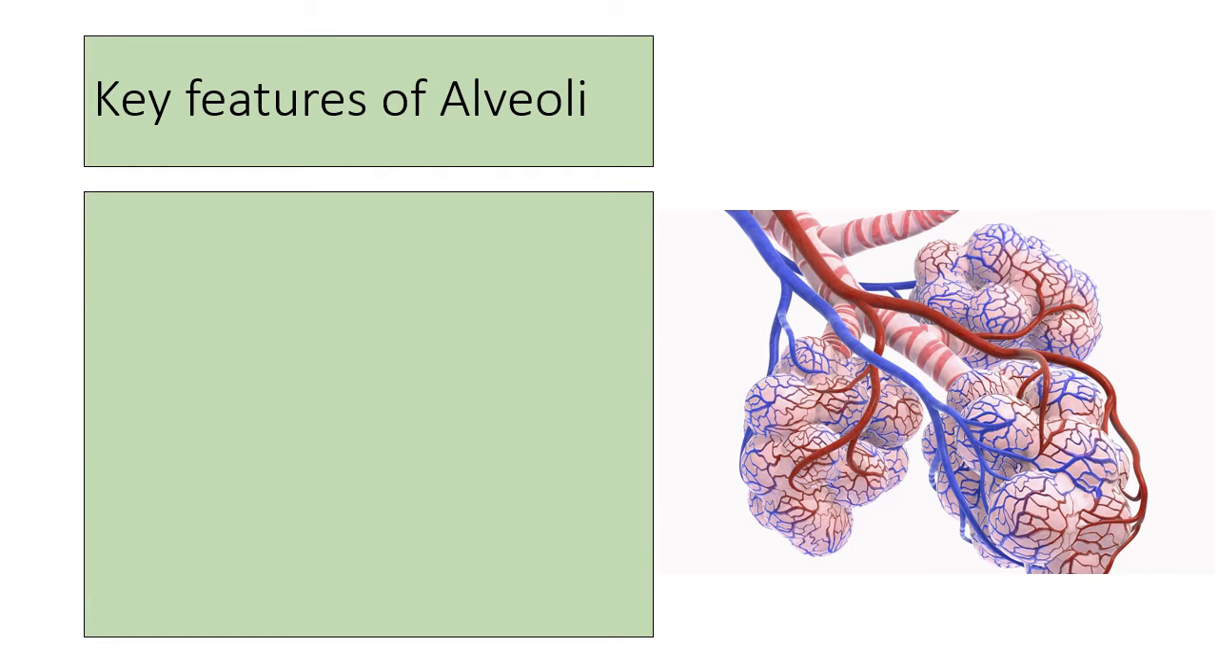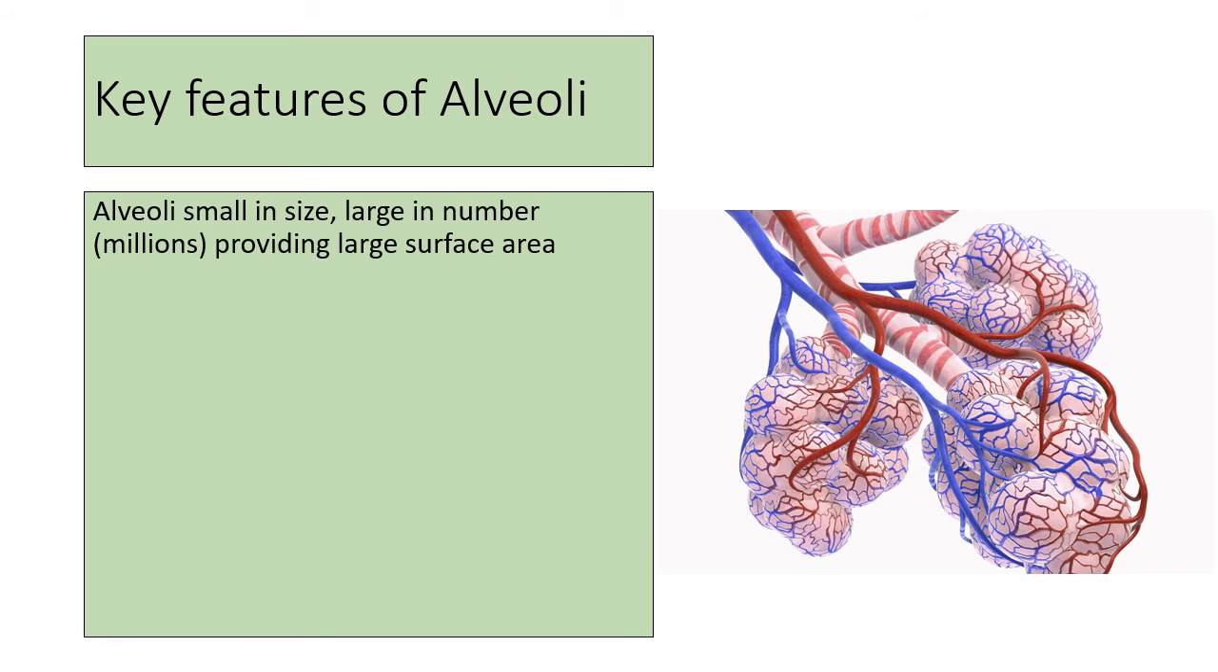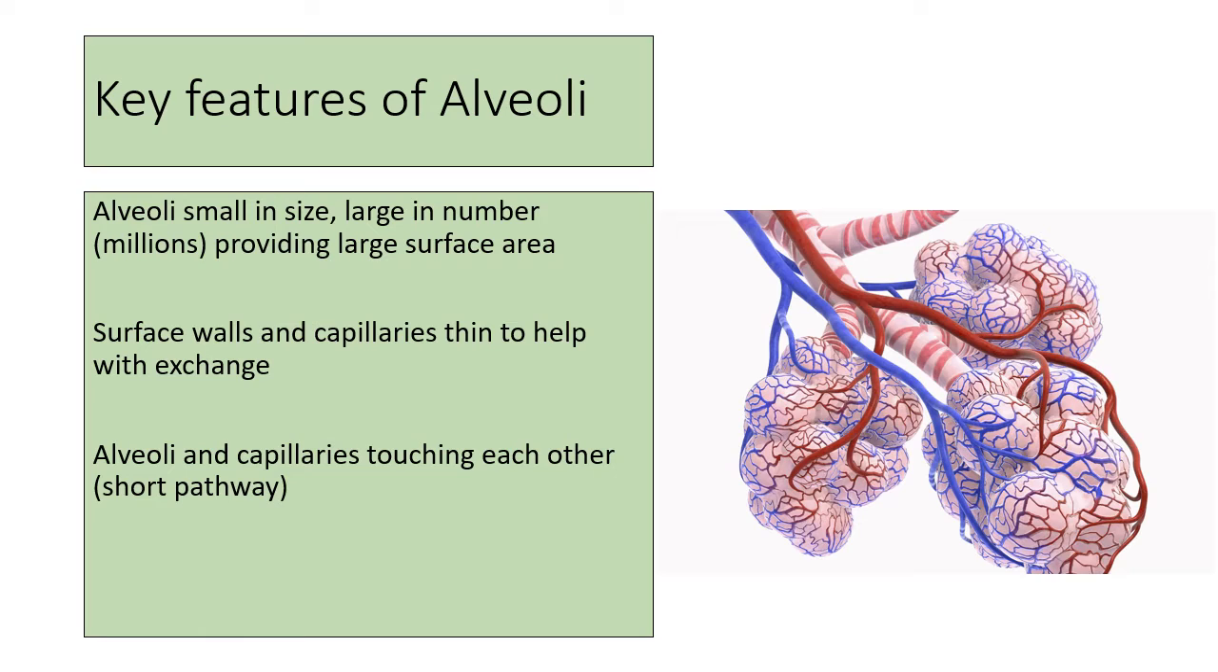So, key features of alveoli for gaseous exchange to happen. The alveoli are small in size but large in numbers, so we have millions of them within our lungs, and they provide a large surface area, so that helps with gaseous exchange. We also have thin walls, so the surface walls and the capillaries are very thin, and that shortens the pathway, because ultimately the alveoli and the capillaries are touching each other, so that helps with diffusion.